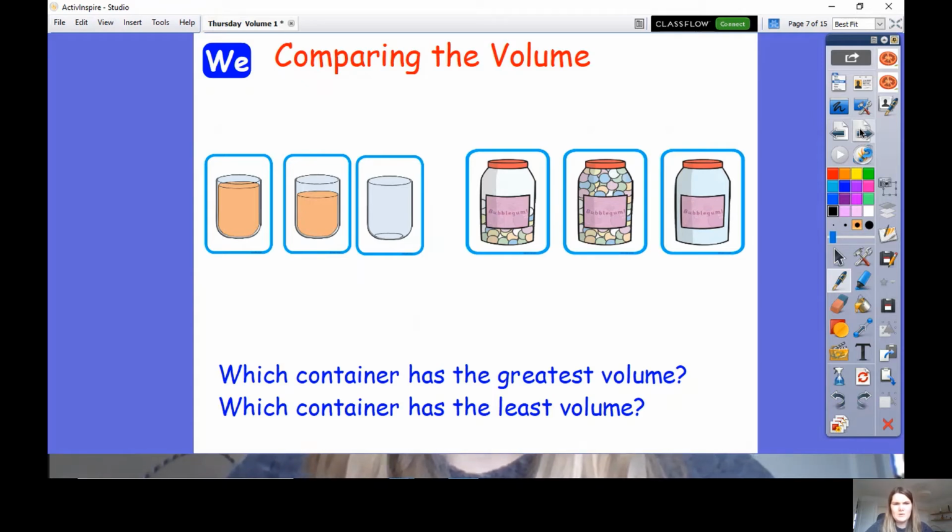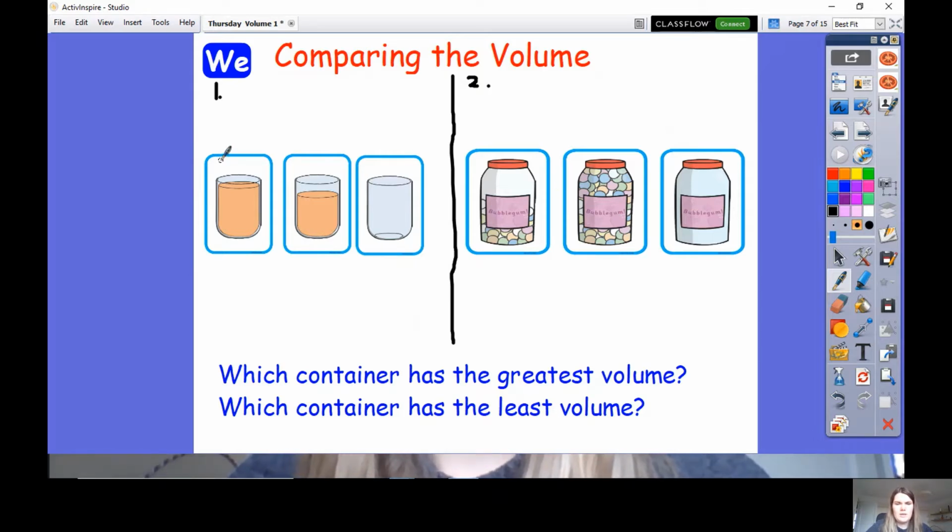I want you to think about which of these containers has the greatest volume and which has the least volume. Okay, so we're looking for greatest and least. We are comparing the 3 cups together. And then we're going to compare the 3 bubble gums together. Okay, so we're comparing these differently. This is the first one we're comparing, and this is the second one. So I'm going to help you with the orange juice one, and then you're going to have a go at the bubble gum by yourself.